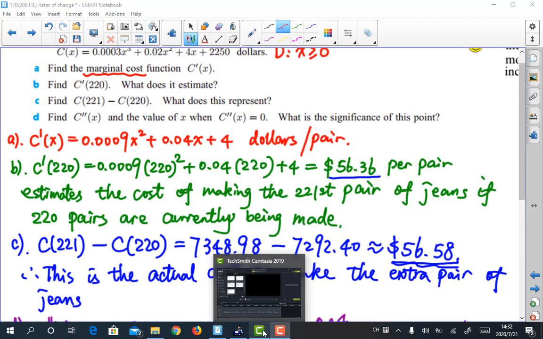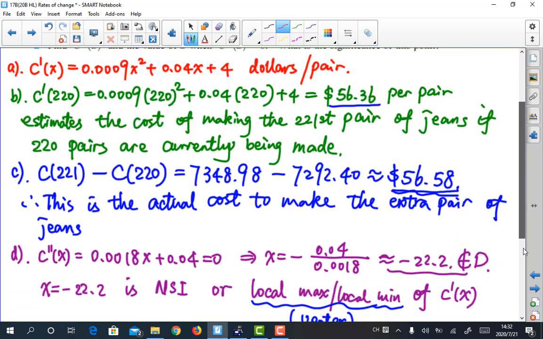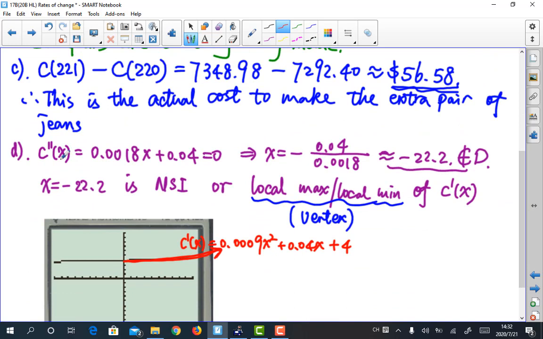Let's continue to solve D. Find C double prime x and the value of x when C double prime x equals 0. What is the significance of this point? So let's find the second derivative function. Based on the first derivative function, the second derivative function should be 0.0018 x plus 0.04. So let this one equal 0. So x equals negative 0.04 over 0.0018. So this x value is around negative 22.2.